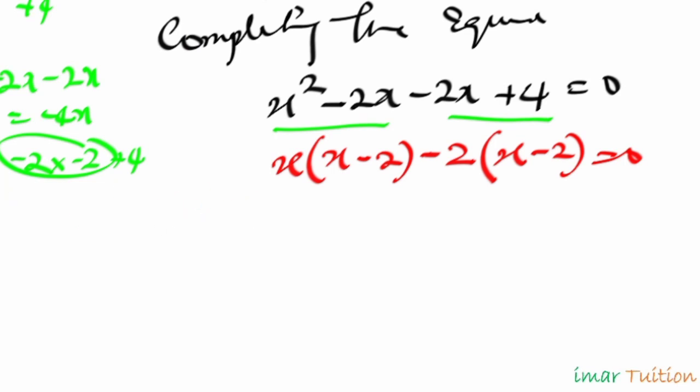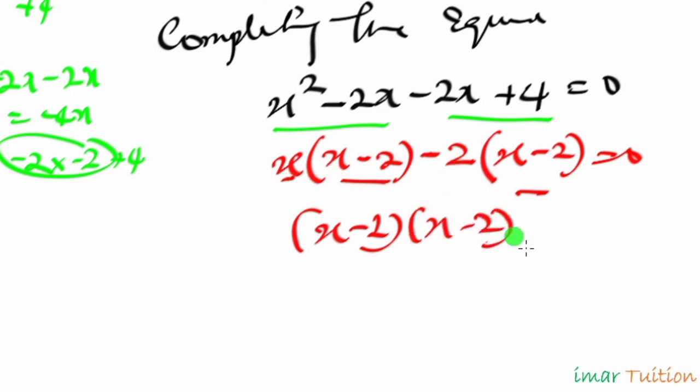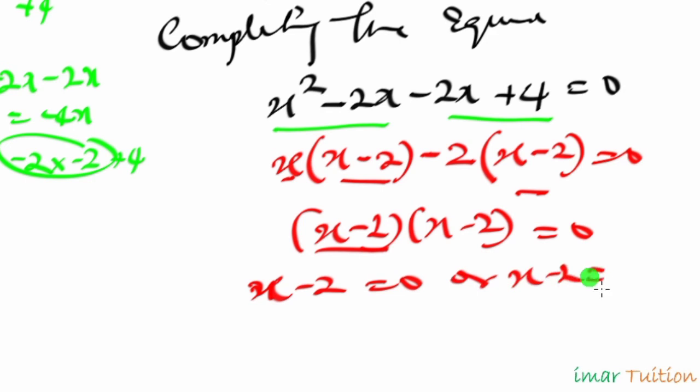From here, we'll have x minus 2, x minus 2. So take one of the factors. We also have x minus 2 here again, to be equal to 0. So it's either x minus 2 is equal to 0 on this side, or x minus 2 is equal to 0 on this side. Either way, x is equal to 2 and x is equal to 2.